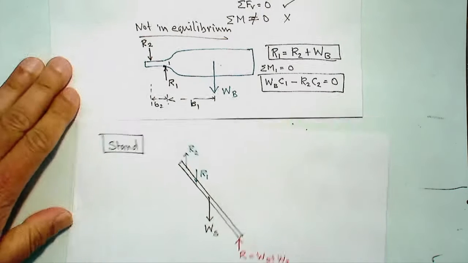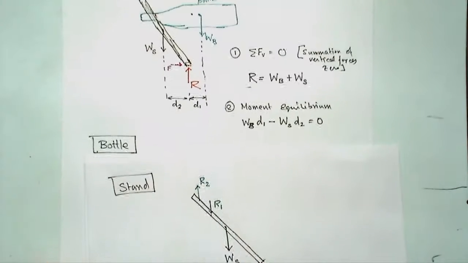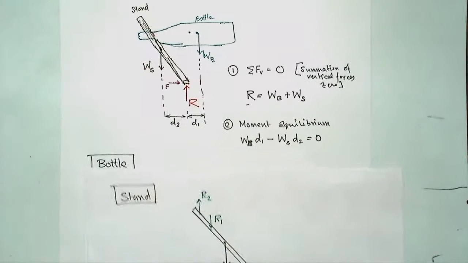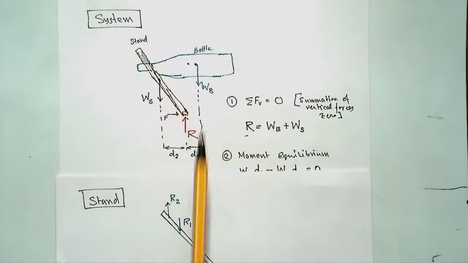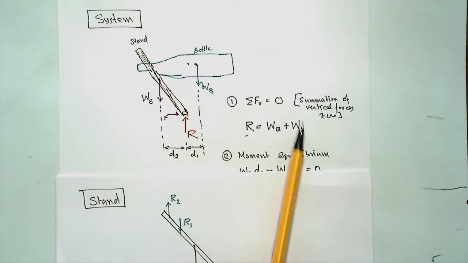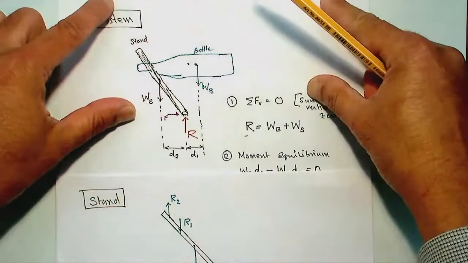If you did just the system one, that will give you a certain amount of information. For example, if you want to know the center of gravity of this bottle, and you know the center of gravity for this stand, then by measuring a couple of distances, you can find it out by using this equation. So it will serve that purpose just by doing that.